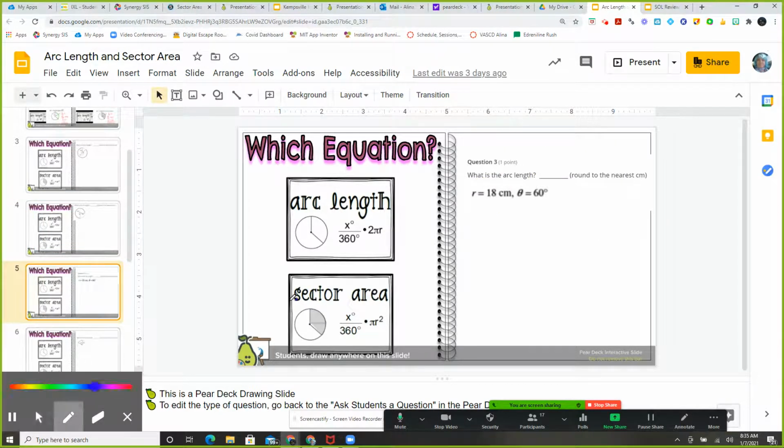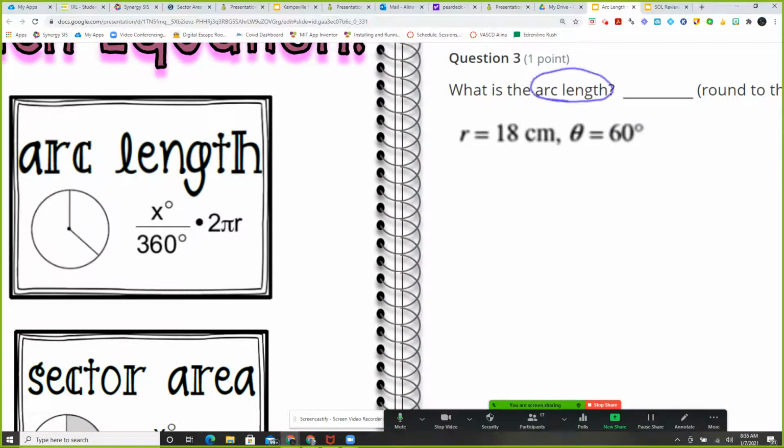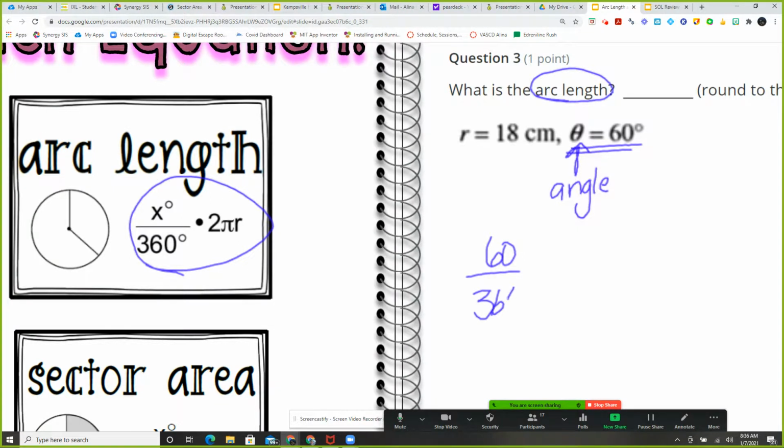Okay, here there's no picture, but sometimes that's even easier. We're still looking for arc length, so we're still going to use the part divided by 360 times the circumference. So I know my part. That little theta just means the angle. So 60 over 360 times 2 times pi times 18. And then it's just a matter of the calculator. 60 divided by 360 times 2 times pi times 18. And we get what? If we round to the nearest whole number.